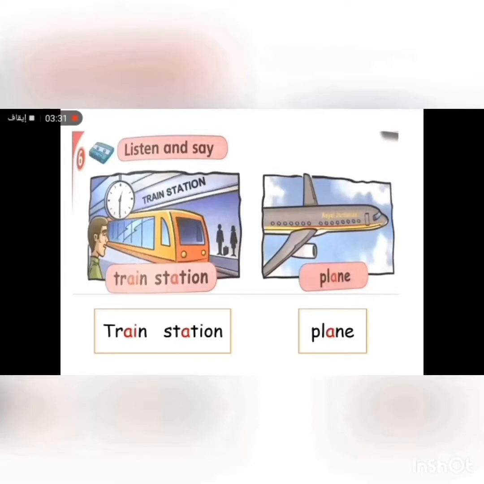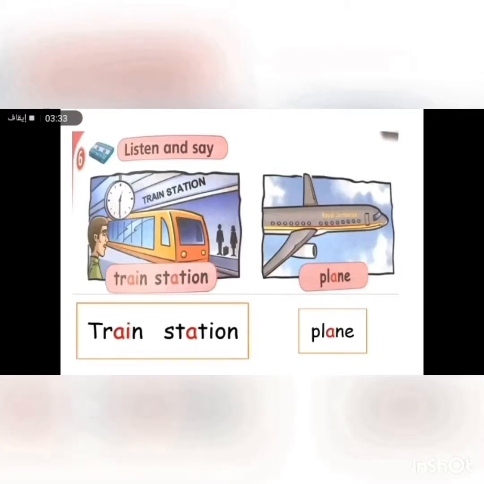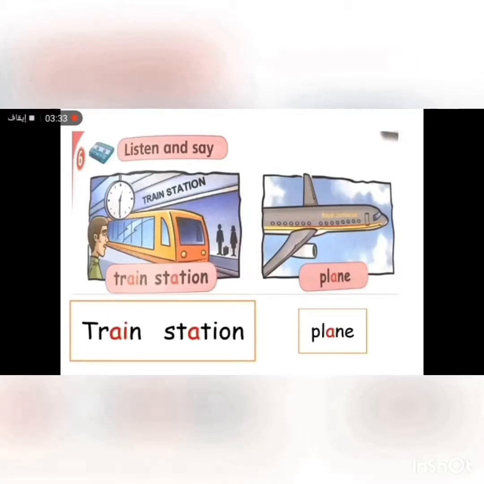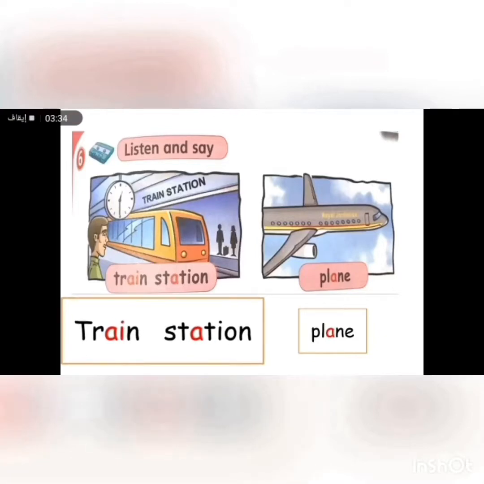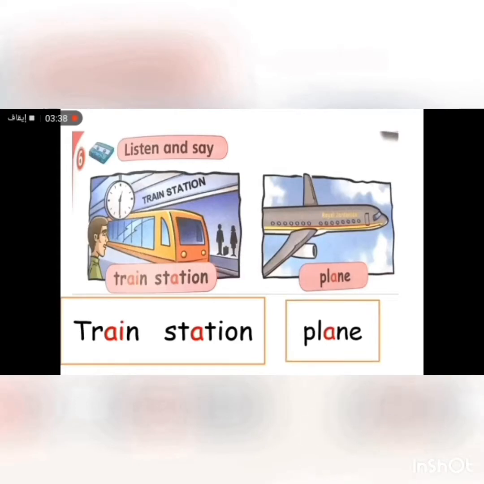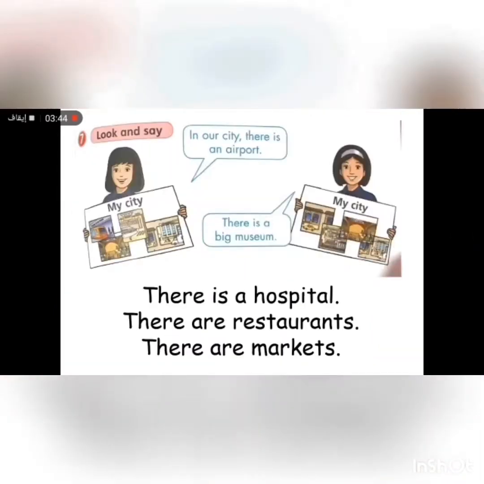Now listen and say: train station, train station. Very good. Plane, plane, plane. Look and say: in our city there is an airport, there is a big museum, there is a hospital, there are two restaurants, there are markets.